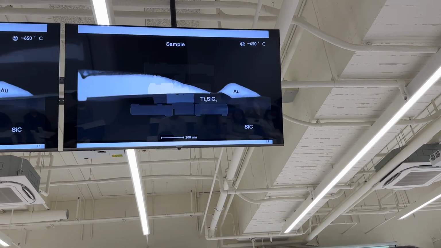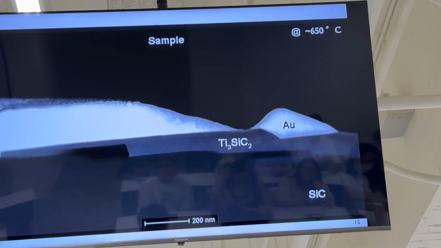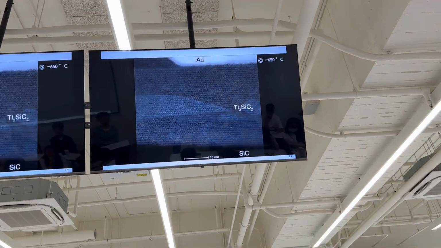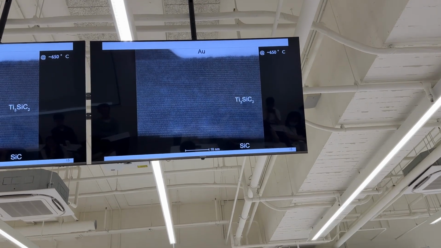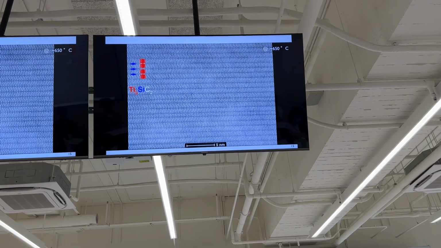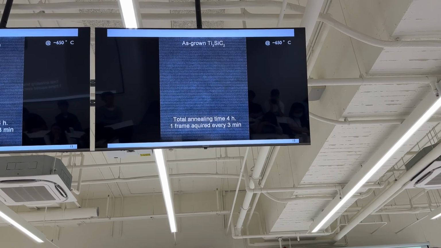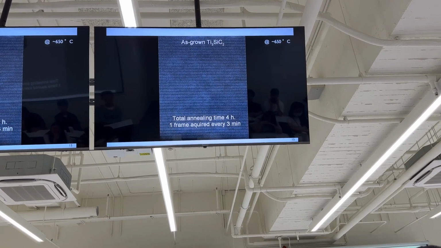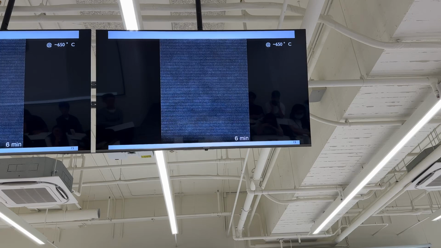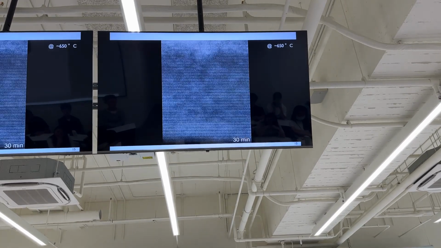In situ annealing at 650 degrees Celsius, the gold top layer clearly here, the template MAX phase, 650 degrees Celsius. The clock will start soon, and it's going to be in extra speed. So one frame required every 3 minutes, and the microscopist will sit there readjusting the focus, so you will see some flickering. But it's about the same area that is being imaged all the time.